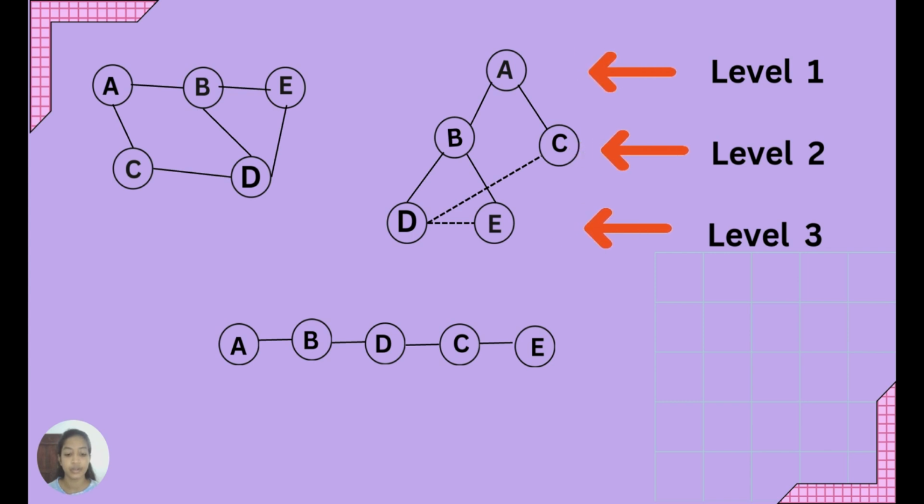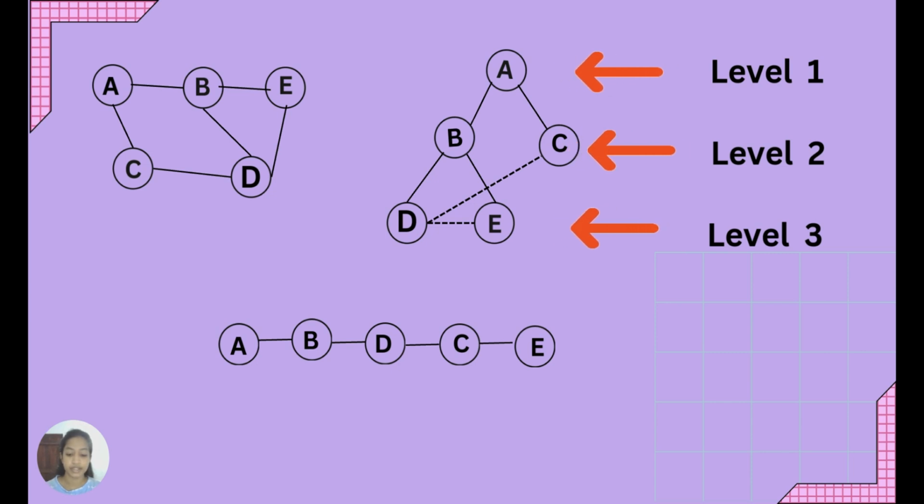Now if we go to C, C joins A and D. C is already connected to A, and C needs to be connected to D. Then go to D. D connects to C, B and E. D is already connected to B, and it needs to be connected to E. E needs to be connected to D, and B is already connected to it.